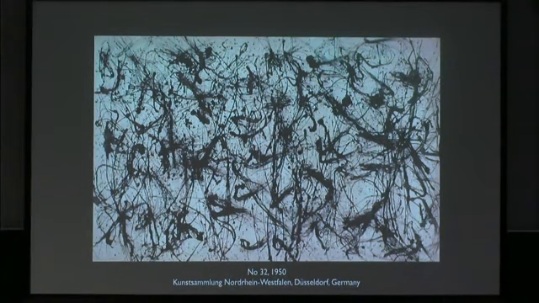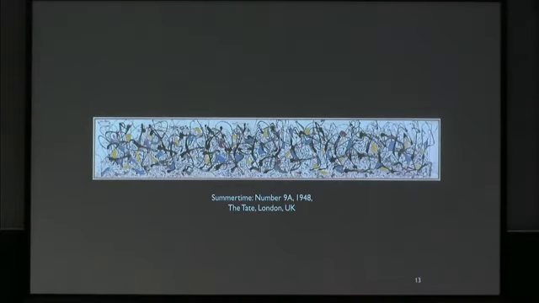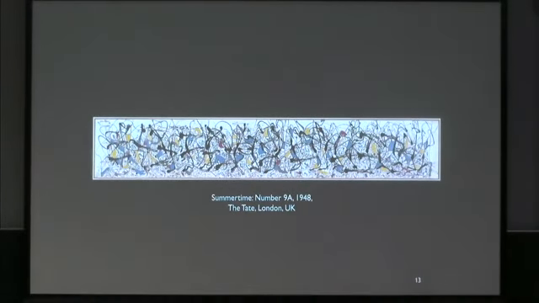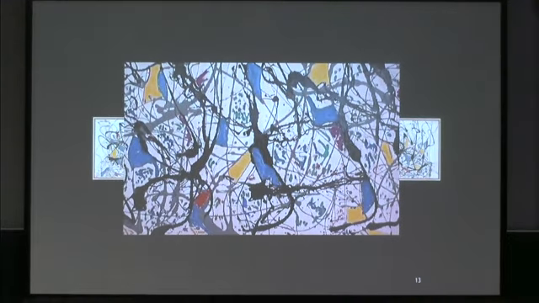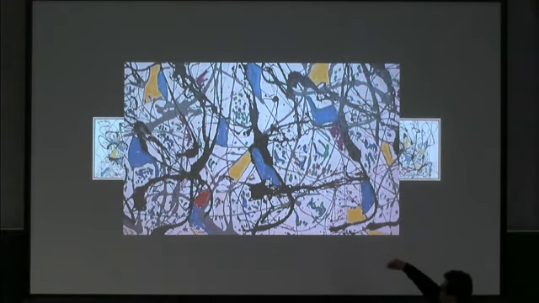This is one painting, and this is the painting that is nearest to you. This is at the Tate in London. This is called Summertime. There's a zoom of it, in which again you can see these lines of paint that are drawn on top of a horizontal canvas. I will tell you more about it a little later on in the talk.